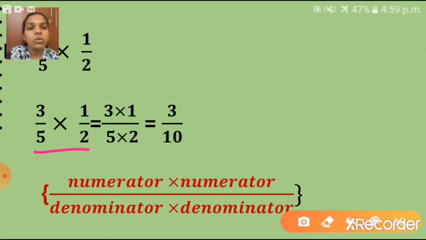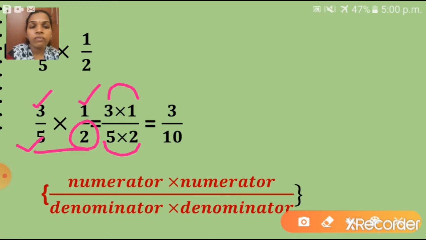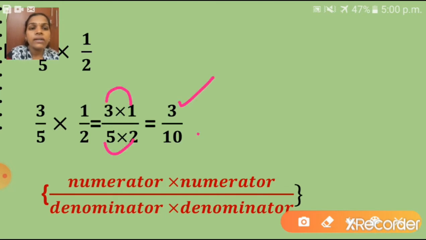Is equal to 3, here it is the numerator and this is also a numerator. So 3 into 1, that is the product of numerators, upon the product of denominators. What is the denominator of the first fraction? 5, into the denominator 2. So 5 into 2. Next step, what do you have to do? Yes, you have to multiply and write. 3 ones are 3, 5 twos are 10. So 3 upon 10.